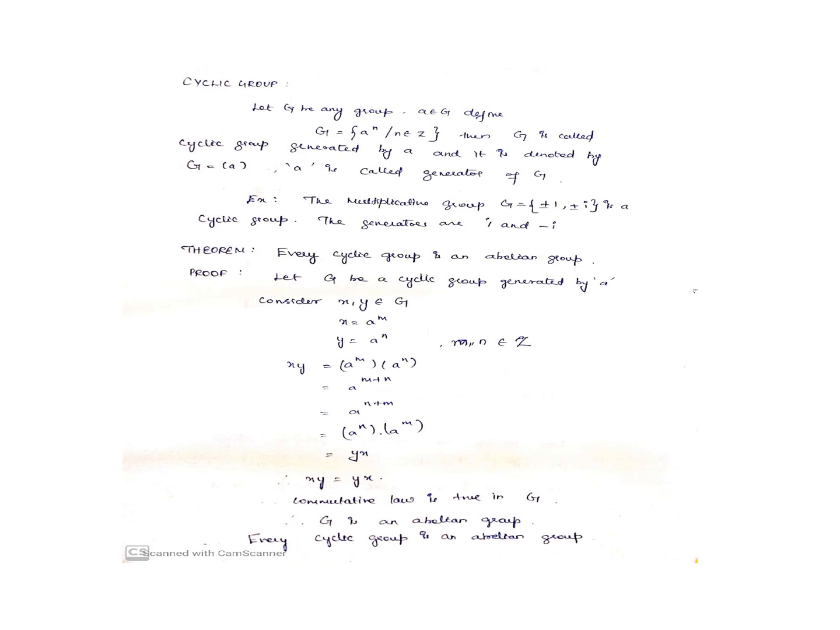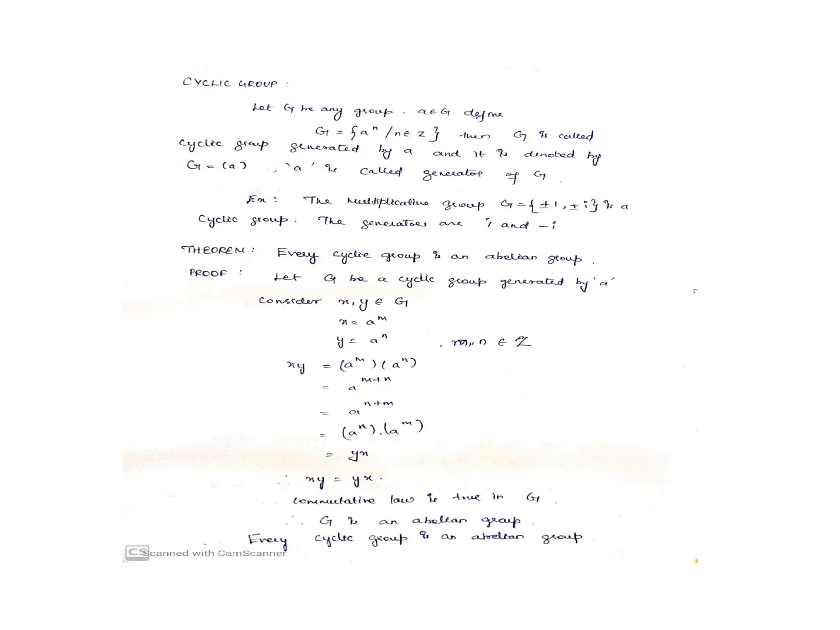Example, the multiplicative group G is equal to the set of all plus or minus 1 and plus or minus i is a cyclic group. Then the generators are i and minus i. The following theorem says that every cyclic group is an abelian group.